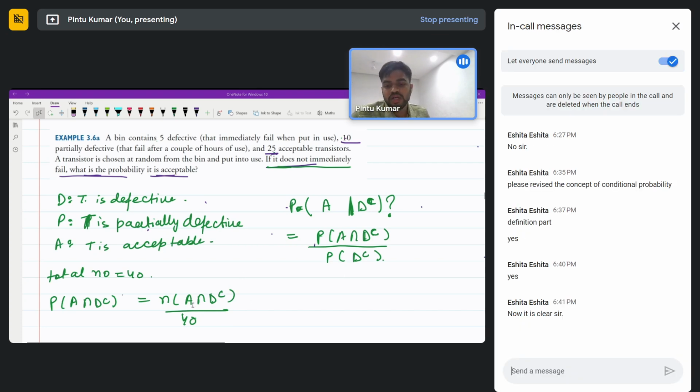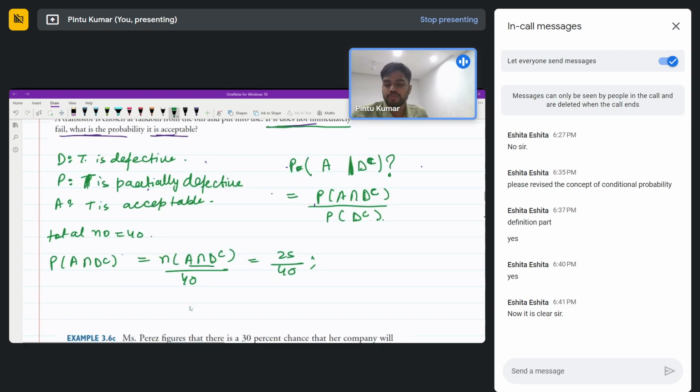Now, what is the number of elements in A intersection D complement? If a transistor does not fail immediately, what are the chances? Either it will be partially defective or it will be an acceptable transistor. So what is the number of elements in this set? This is 25, right? That it is actually a good, acceptable transistor, divided by 40.